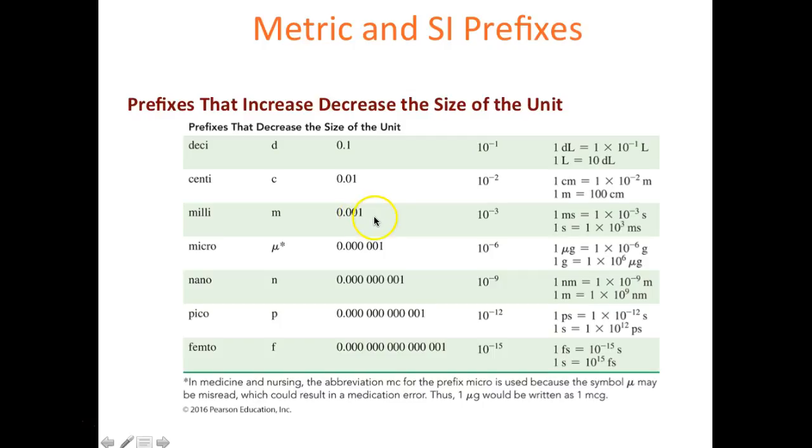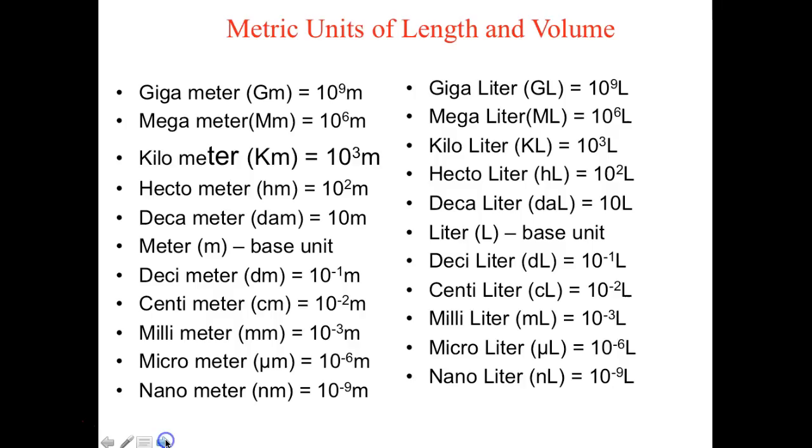All right. So a million micrograms, or a thousand milligrams, is a gram, the base unit. Okay, we'll go to this table in the next slide to make this a little bit clearer.